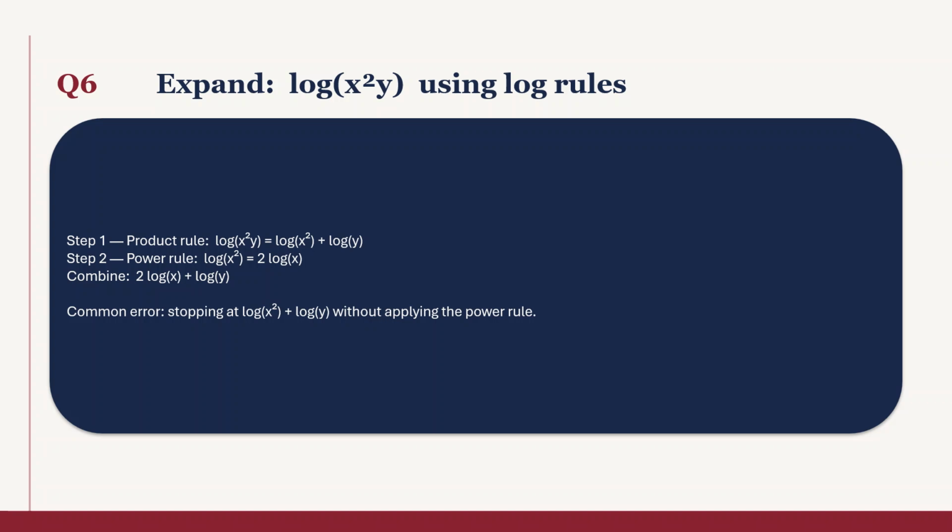Log of x squared y equals log of x squared plus log of y. Then the power rule on the first term. Log of x squared equals 2 times log of x. Combine: 2 log x plus log y. This is 2 of the 3 core rules from the 3 core rule slide applied in sequence, exactly the algebra that powers cross-entropy simplification.